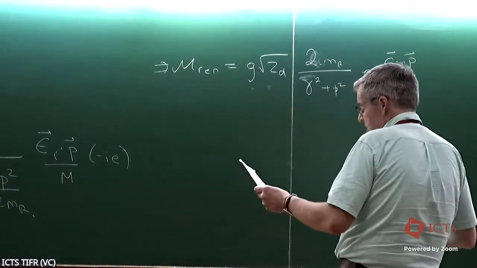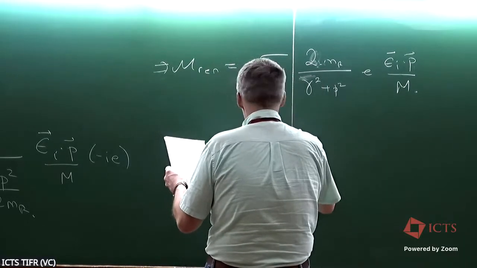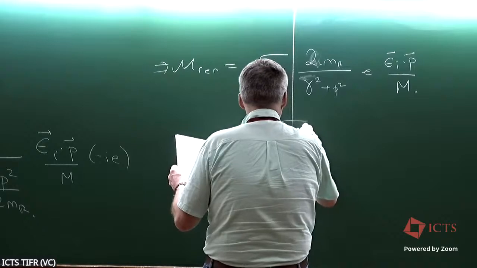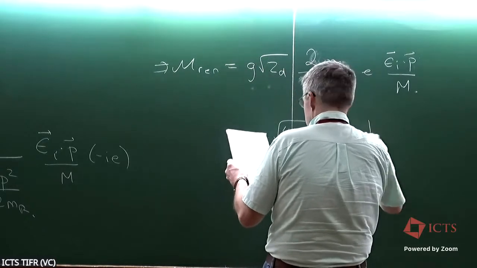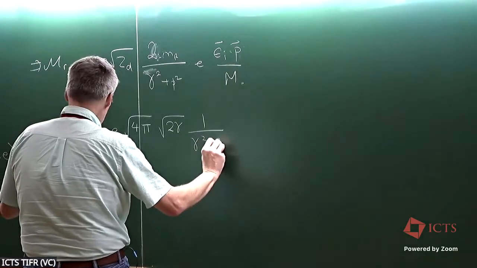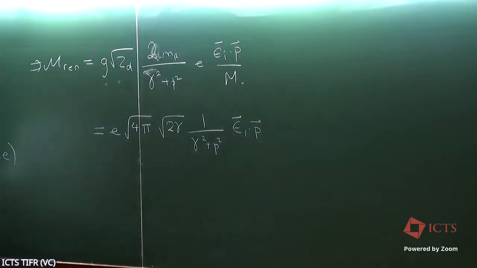And I claim that when this is done and you put in the square root of ZD, you get E times the square root of 4 pi times the square root of 2 gamma. In other words, you cancel the G, which is good because the G is a scheme-dependent quantity and shouldn't appear in the final result. Yes, thank you. And I should make this mod E, if I'm being careful.